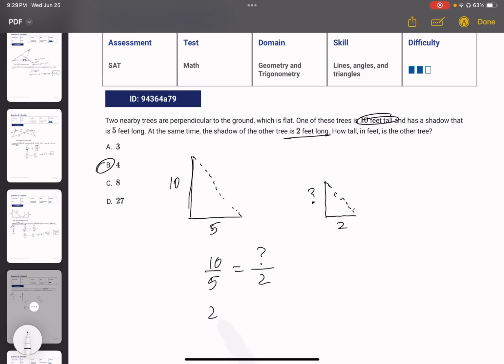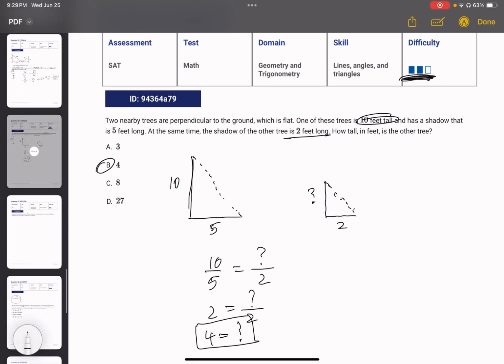And then you simplify this. 2 is equal to unknown over 2, and then 4 is equal to the unknown, and that's your answer. Both ways are right to approach it, but just pick one, stick with it. Not too hard of a problem.